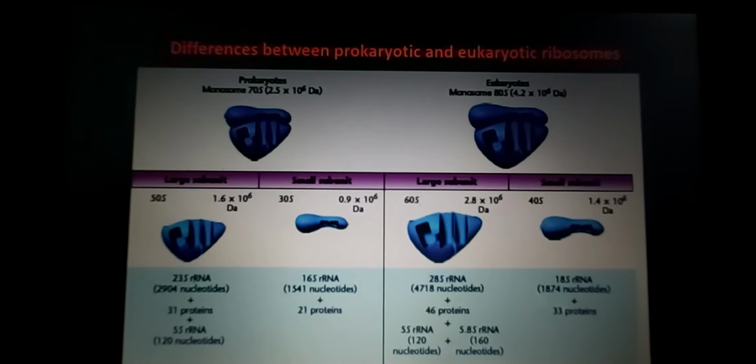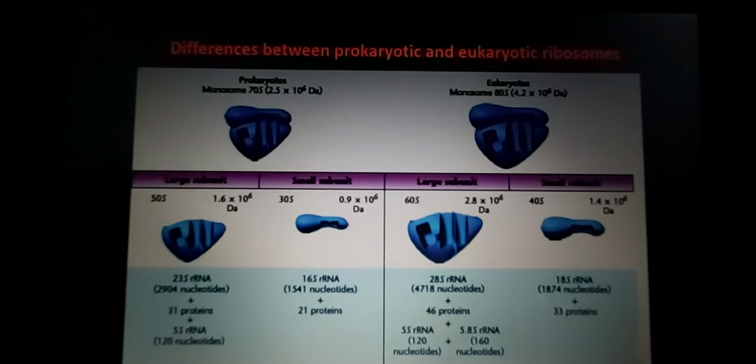Similarly, or rather dissimilarly, in eukaryote the large subunit is 60S and the small subunit is 40S. Now I hope you know what this S means here, and why this 60 plus 40 is not 100, rather it is 80, and why this 50 plus 30 is not 80, rather 70. I'm not going into details of that. If you don't know, you can always contact me and I'll let you know.